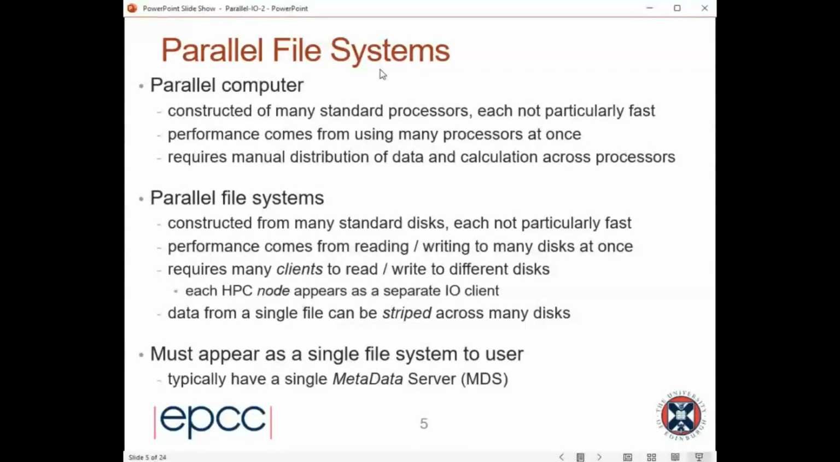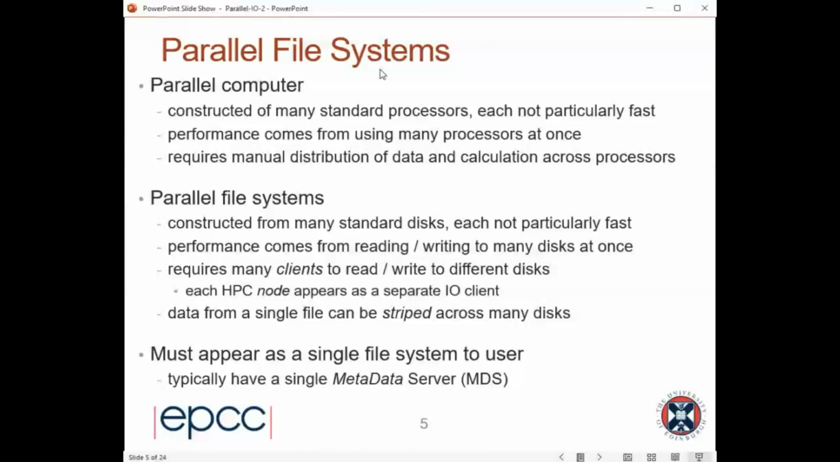So what you need is, rather than many processors doing calculation, you want many clients to read and write to different disks. So a parallel file system allows multiple people to connect to it at once. So it understands that not one processor or user is using it at once. Many people are, but it turns out each node on ARCHER2 is a client of the file system. The file system in ARCHER2 thinks that ARCHER2 is about 6,000 separate computers numbered 1 to 6,000, all of which want to access this file system. But for you to get good I/O, you need to read and write at the same time to different disks. So each HPC node is a separate I/O client.